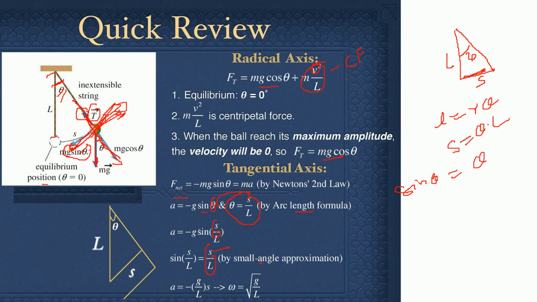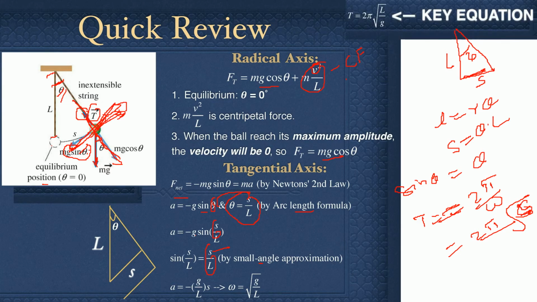So this will be g into S by L. This is the value, and you can find omega equals under root g by L, and the time period is always 2 pi by omega, that will be 2 pi under root L by g, right? So we'll see about that. The key equation will be T equals 2 pi under root L by g. This is our final. So this is a quick review.